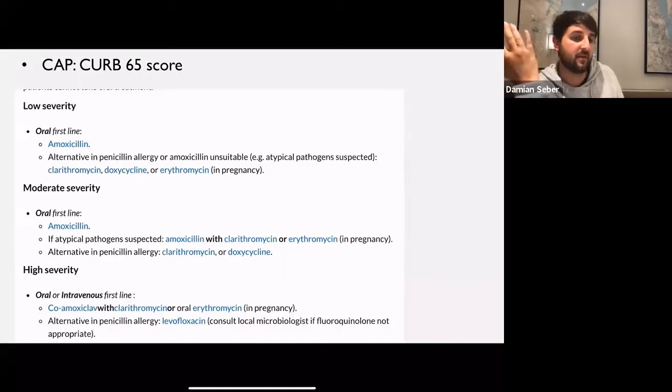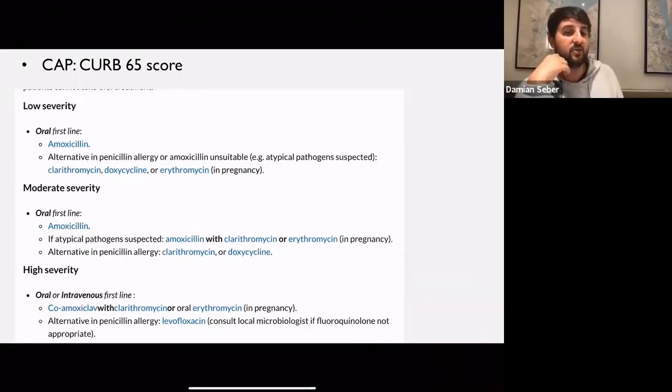If you've got someone with a CURB score of like 3, that's a high severity infection, and therefore you should treat with intravenous antibiotics, and it tells you what to use first line there. If it's moderate, it's amoxicillin, and low, it's amoxicillin as well. But you're more likely to use IV preparations for moderate severity pneumonias, whereas low severity can be managed in the community, really. So it's using your CURB-65 score, determine what the severity is, and then prescribe what the BNF says.